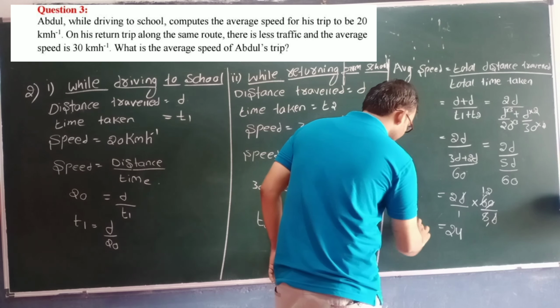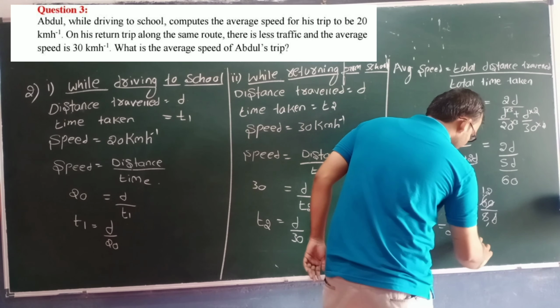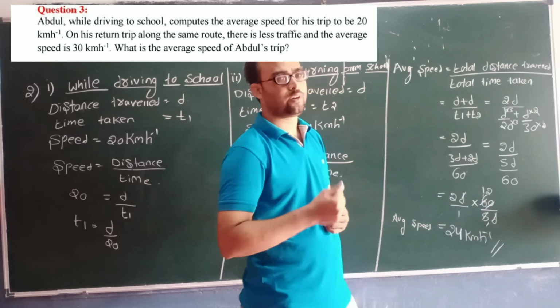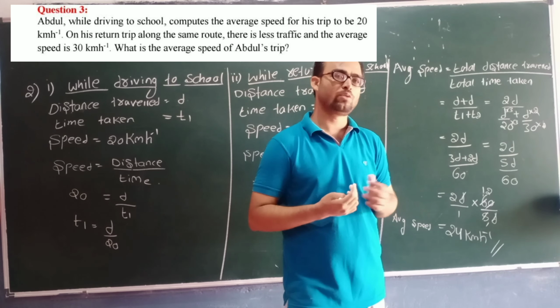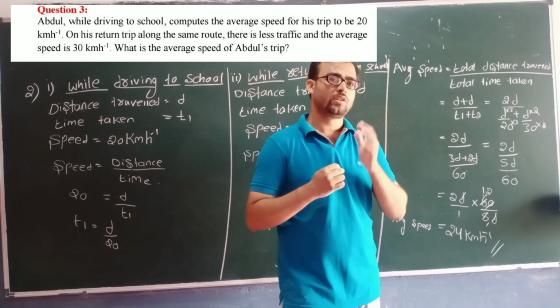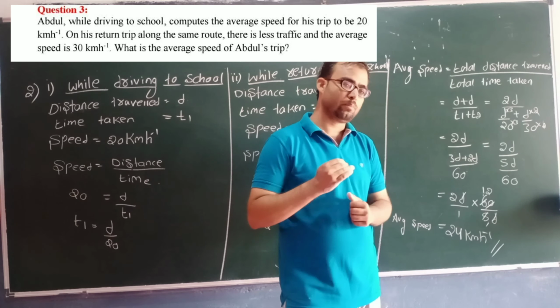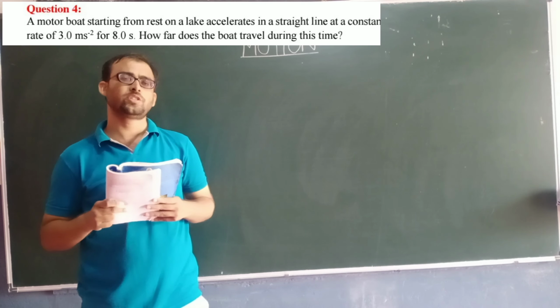So what is the average speed here, students? The average speed of Abdul's trip is how much? 24 km per hour. Okay, so here the average speed of Abdul, that is while returning from school and while driving to school, combined, is how much? 24 km per hour.